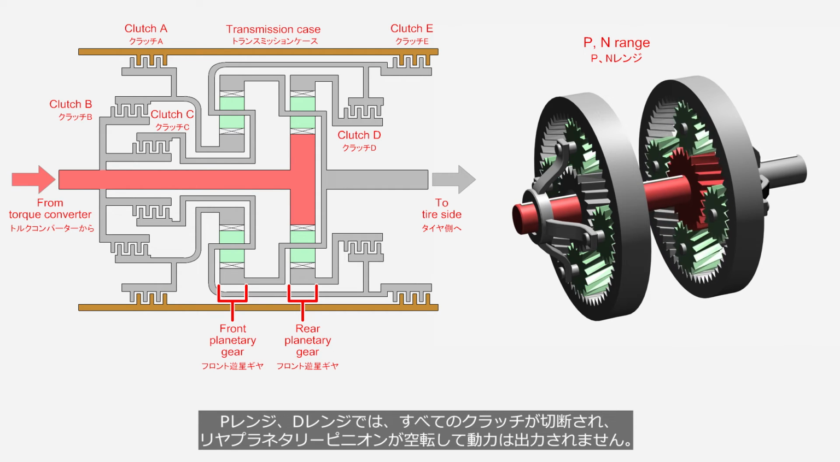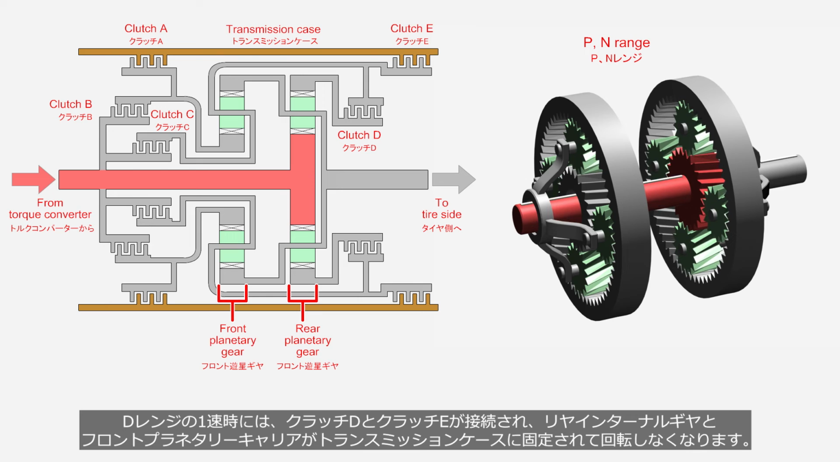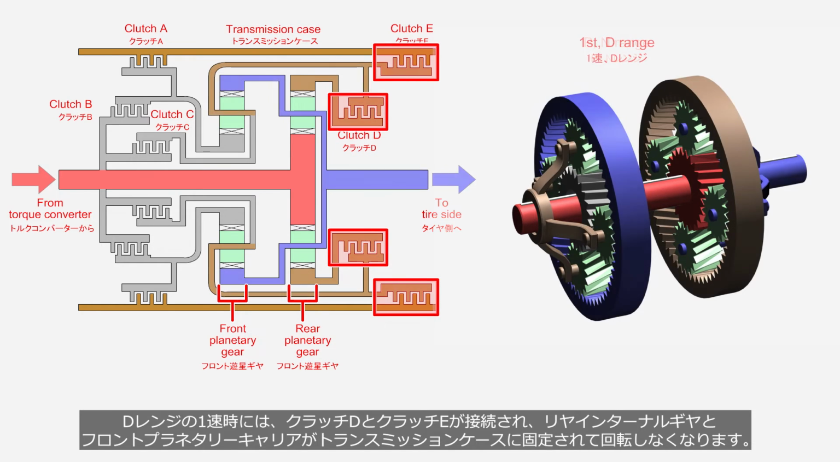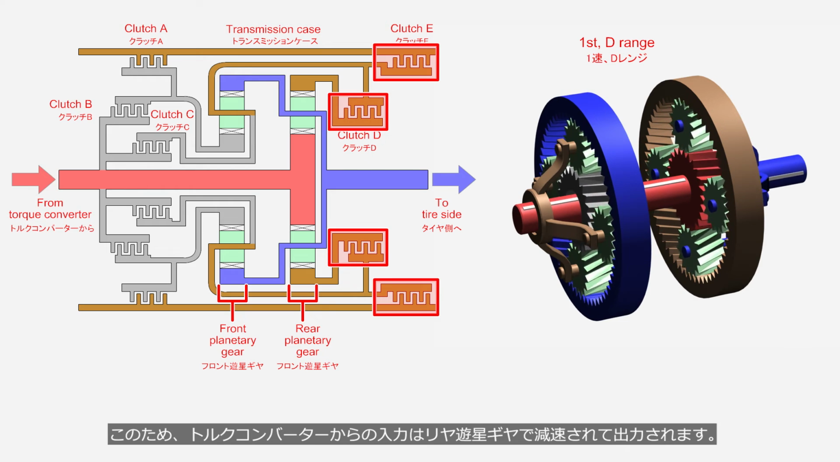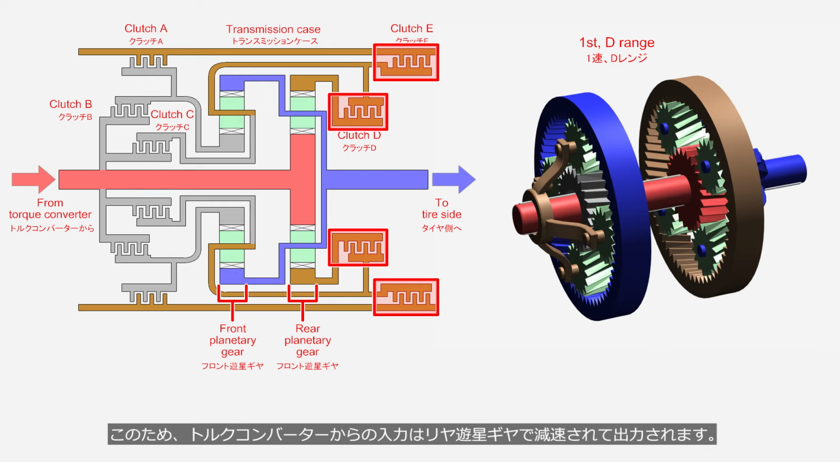In the first gear of the D range, clutch D and clutch E are engaged, and the rear internal gear and the front planetary carrier are locked to the transmission case, preventing them from rotating. As a result, the input from the torque converter is reduced in speed by the rear planetary gear, and then output.